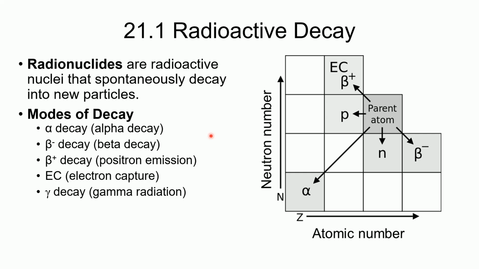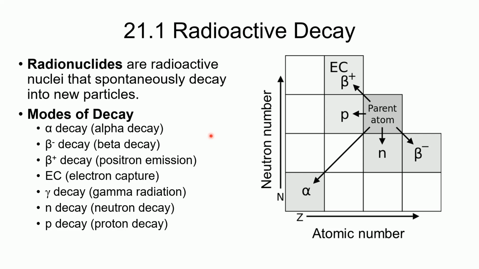Gamma decay is gamma radiation. And then N decay, that's neutron decay. And then P decay, that is proton decay. So we're going to talk about each of those here shortly. Over here is a graph, and we're going to discuss this graph in a lot more detail coming up, but it is a way of analyzing what's going to happen when you have each of these types of decay. What's going to happen to the atomic number and what is going to happen to the neutron number. So we're going to refer back to this same image here in just a little bit.